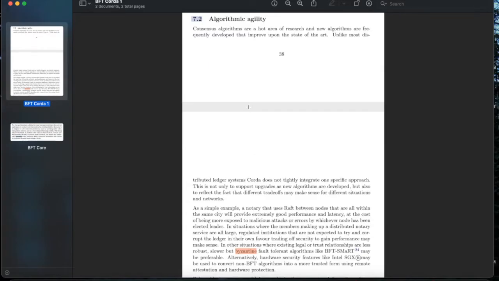So in the Corda white paper, it mentions, in other situations where existing legal or trust relationships are less robust, slower but Byzantine fault-tolerant algorithms like BFT Smart may be preferable. Keeping in mind that Corda mentions it's also geared to work with non-BFT consensus algorithms as well.